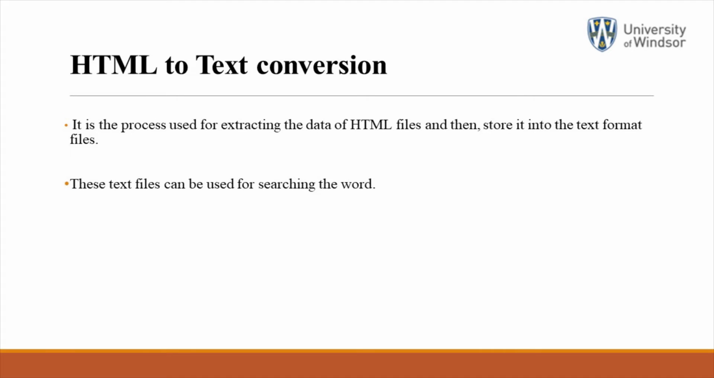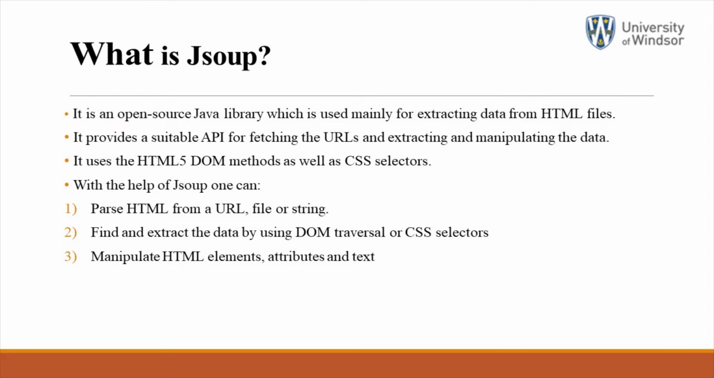Now, HTML to text conversion. Why do we need this? Whenever we see an HTML page, there are a lot of components in it, like images, navigation bar, links, URLs and so on. At that time it is really hard to search for any specific word. Whenever we convert this HTML file into a text file, it becomes easier for us to search for any specific text.